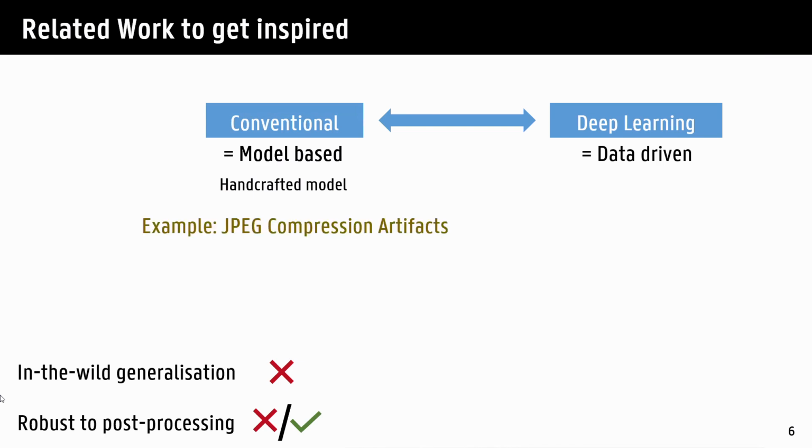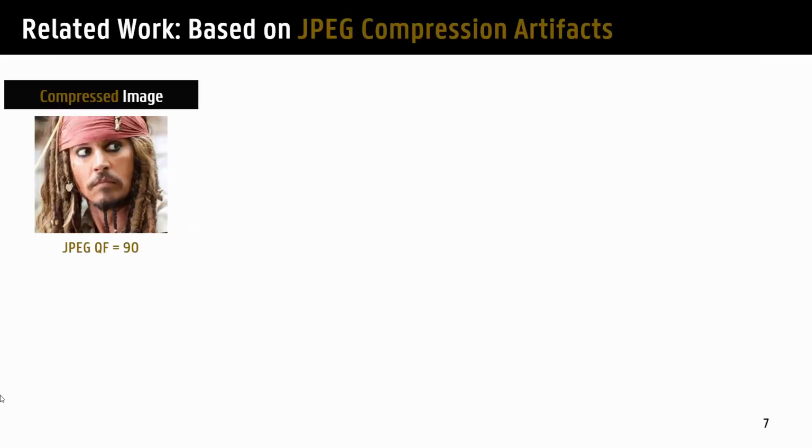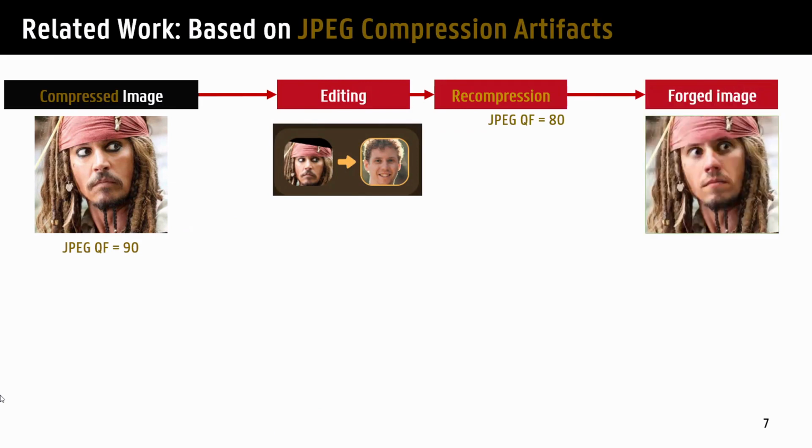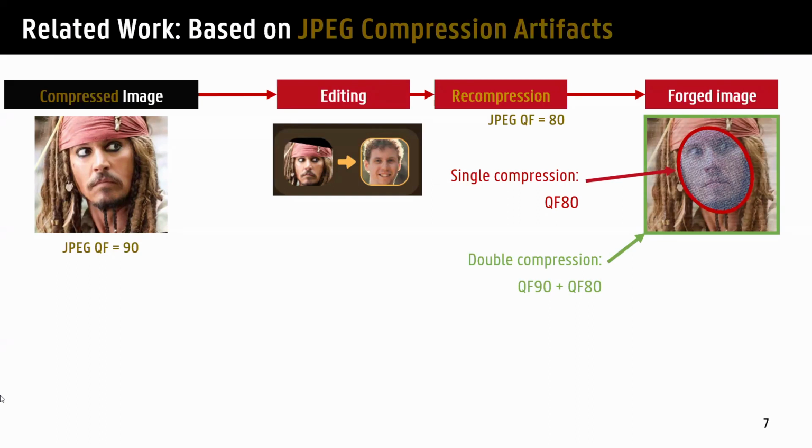And one example of such methods is those that are based on the JPEG compression artifacts. So let's dig a bit deeper into that. When we have a compressed image on the internet and we edit it, then we usually recompress that image before putting it again on the internet. And then in this forged image, we can separate two regions. One of them is the edited region, which only underwent a recompression, and the unedited region underwent double compression. So this difference in compression, single and double compression, is often used by conventional methods to detect a forgery.